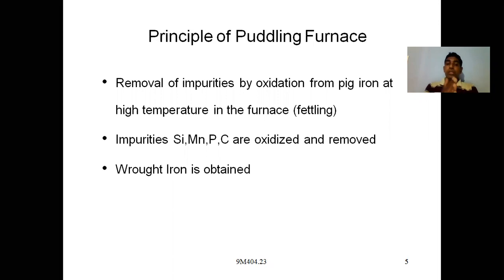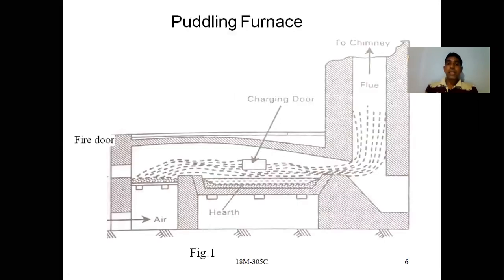So how are they removed? Silicon, manganese and phosphorus oxidize and form slag, and they can be removed. Carbon is oxidized and forms carbon dioxide, which is removed in the form of gas. So later what you are going to get is wrought iron. This is the principle of the puddling furnace, and later we discussed the construction details of a puddling furnace.